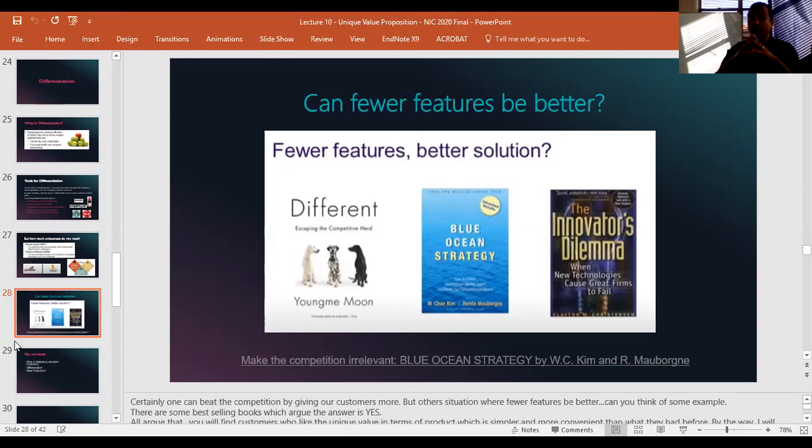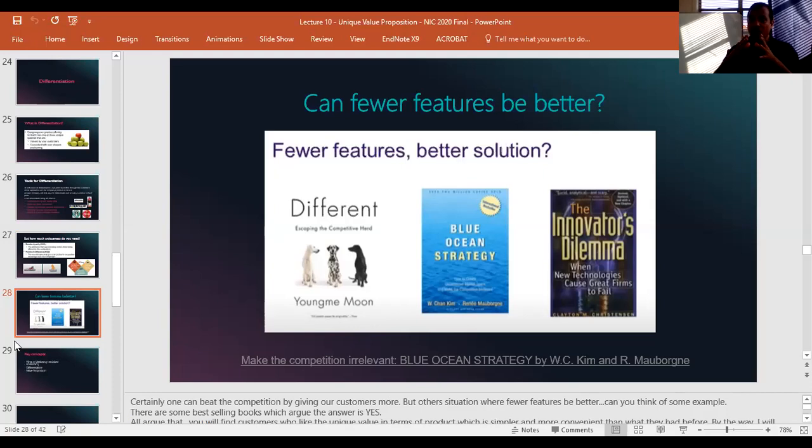There are some best-selling books which argue that the answer is yes. I suggest you go through all these books if you have time: Blue Ocean Strategy by Kim and Mauborgne, and The Innovator's Dilemma by Harvard professor Clayton Christensen.